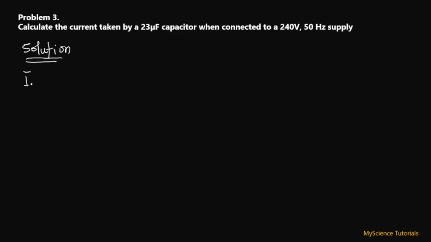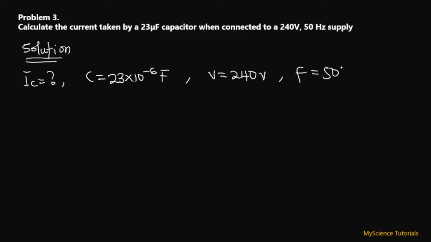So we don't know the current IC. We've been given the capacitance of the capacitor. So we have C is equal to 23 times 10 raised to the power minus 6 farad, and then we've been given voltage to be 240 volts, and then we've been given frequency to be 50 hertz supply.